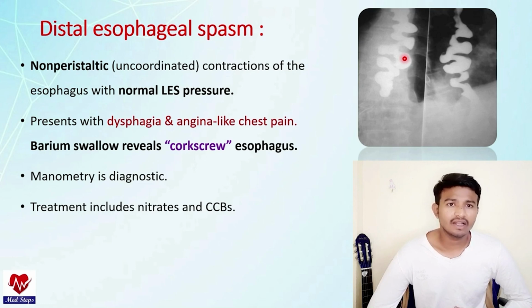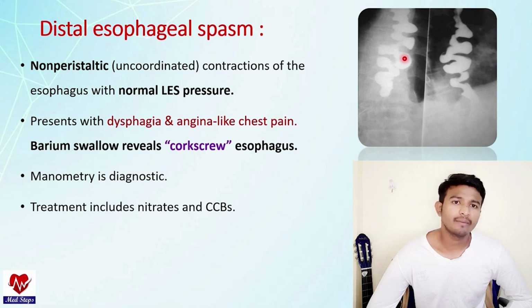In that catheter, they have some sensitive parts. When the catheter passes to the distal esophagus, those sensitive parts will observe how much the lower esophageal sphincter is closing, and how much pressure the lower esophageal sphincter has during movements. We can see that in manometry. Next, for treatment, we can give nitrates for vasodilation, and we can give calcium channel blockers.